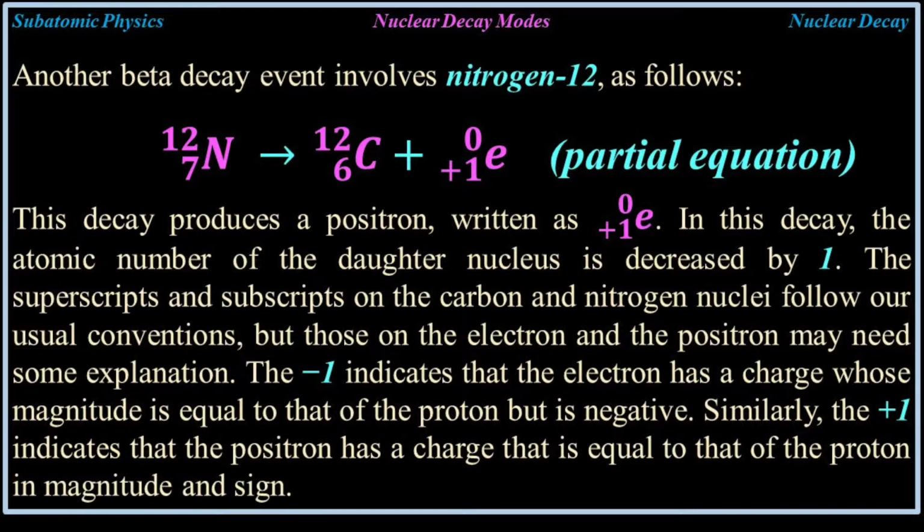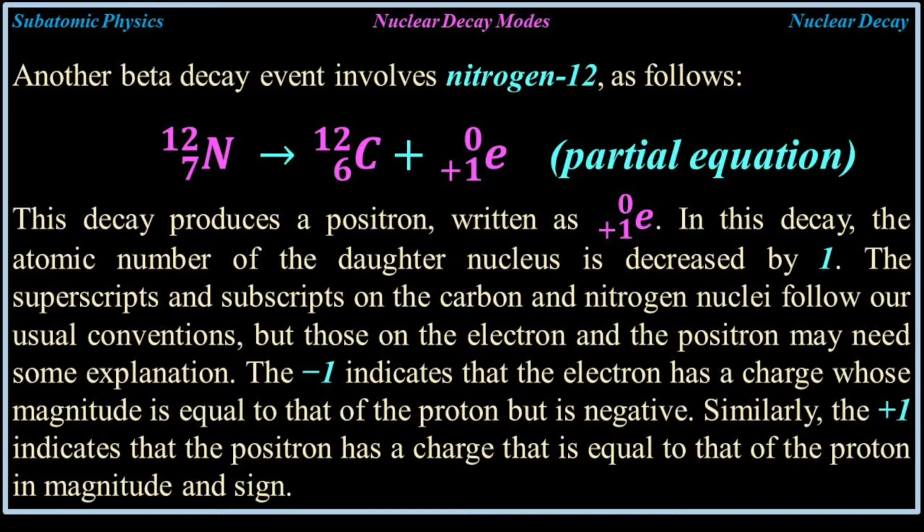Another beta decay event involves nitrogen-12 as follows. Nitrogen-12 yields carbon-12 plus a positron. This decay produces a positron, written as a positron. In this decay, the atomic number of the daughter nucleus is decreased by 1.